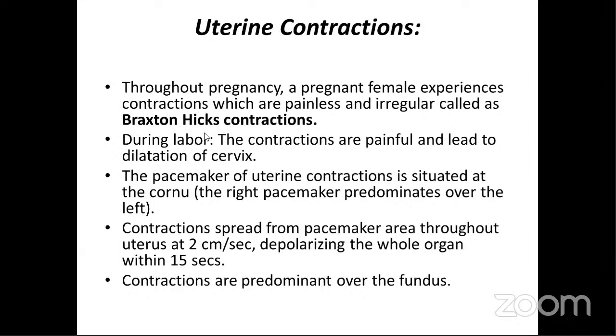So these Braxton Hicks contractions only become painful, become regular and increase in intensity, duration, and frequency as we discussed, and they turn into the true labor pains. So during labor, the contractions are painful and lead to dilatation of the cervix. The pacemaker of the uterine contractions is situated at the cornu. The right pacemaker predominates over the left one. Contractions spread from the pacemaker area throughout the uterus at a rate of 2 centimeters per second, depolarizing the whole organ within 15 seconds. Contractions are predominant over the fundus.